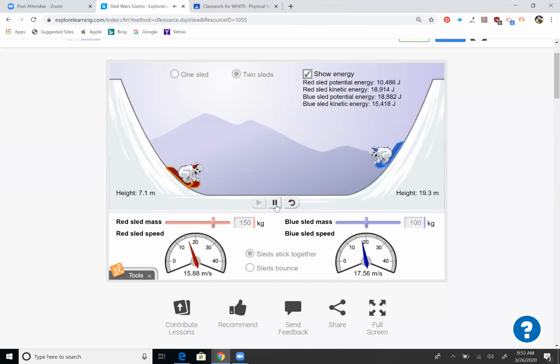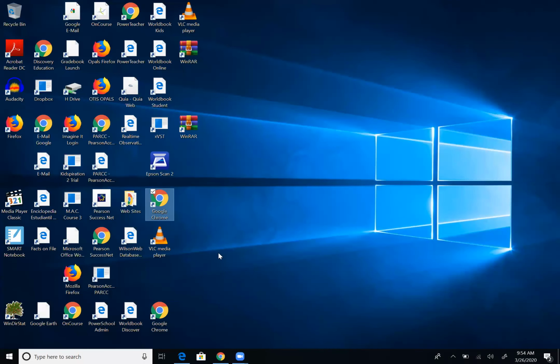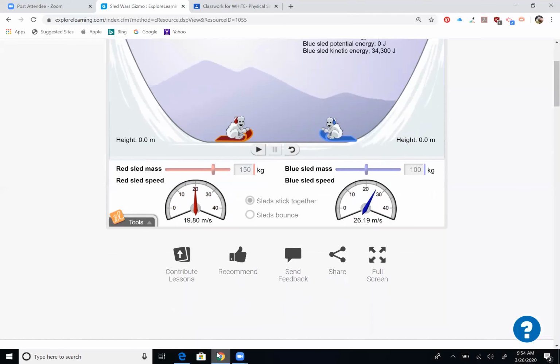But wait. So he has more potential energy, but I guess his momentum is stronger. I'm going to calculate their momentum. Who remembers the momentum equation? Anyone? I'm trying to think. All right, so it's the speed, the velocity, times the mass.